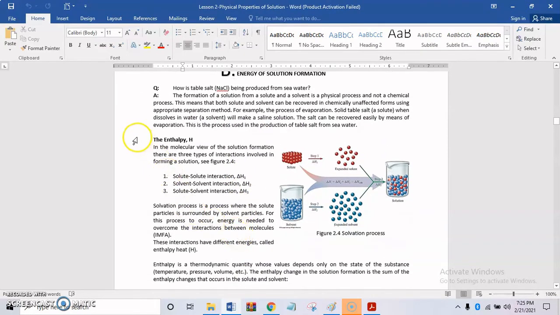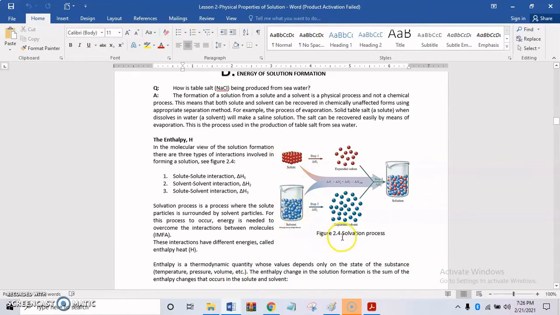Let's now entertain enthalpy. So, sino si enthalpy? Okay? Enthalpy is a thermodynamic quantity whose values depends only on the state of the substance. Example is temperature, pressure, volume, etc. The enthalpy change in the solution formation is the sum of the enthalpy changes that occurs in the solute and in the solvent.